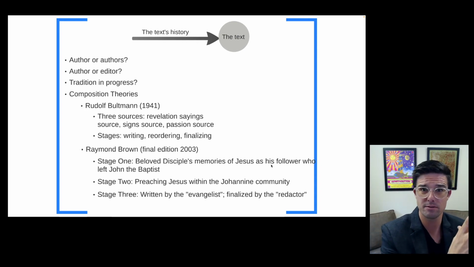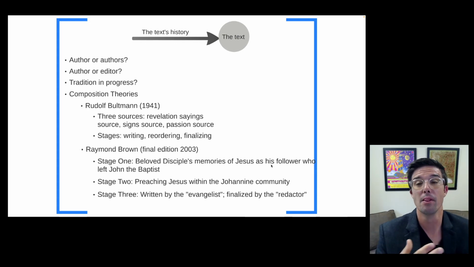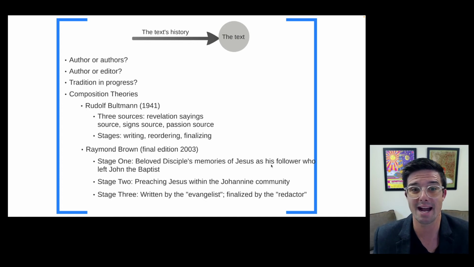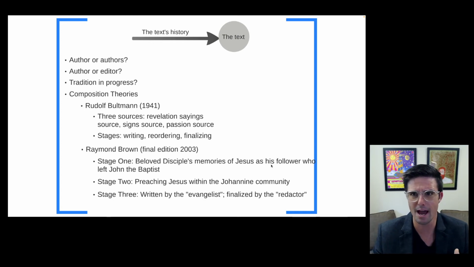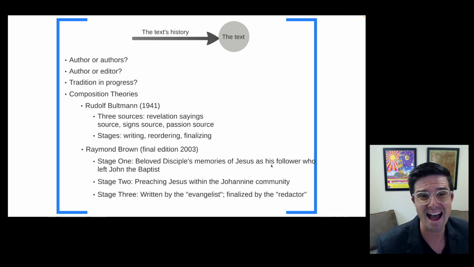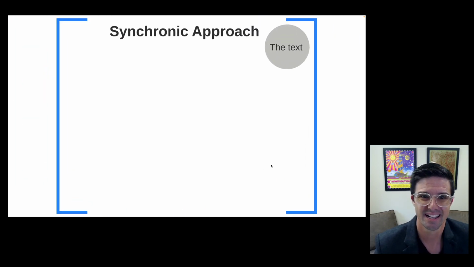And then that sort of writing, what was written down from the memories of the beloved disciple, later gets finalized by a redactor. So even in stage three, you have sort of two sub stages here. So once again, we have different sources, whether memorial or written, that are being used in different kinds of ways. All of this looking at the back history of the text.